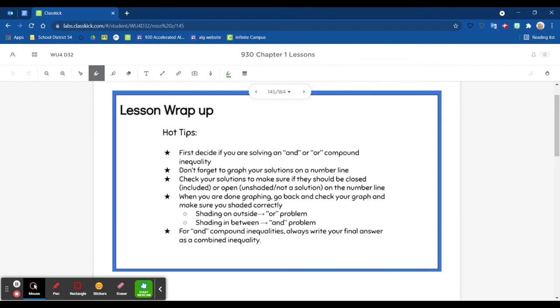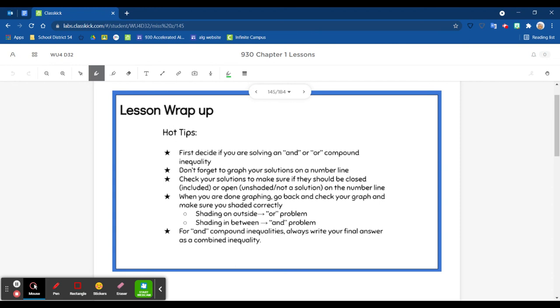And that is it for our compound inequalities. So you can always decide if this is going to be an and or an or. Don't forget to graph your solutions on the number line, especially if you're not given the number line. You just draw it just like I did. Check your solutions, make sure that they should have their closed circles or the open circles. Always double check that work. When you're done graphing, go back and check your graph and make sure you shaded correctly.